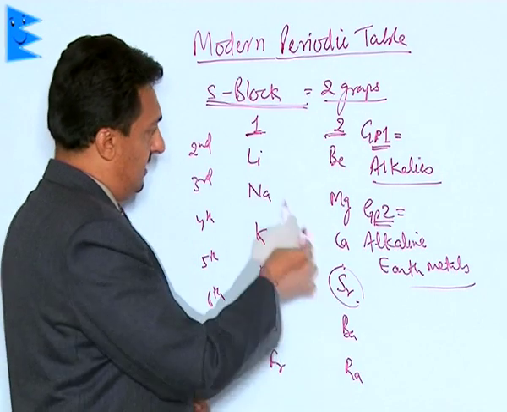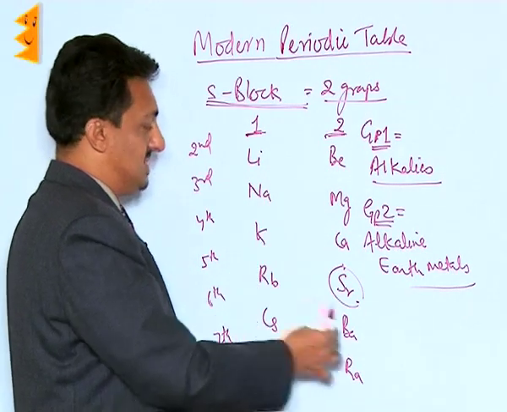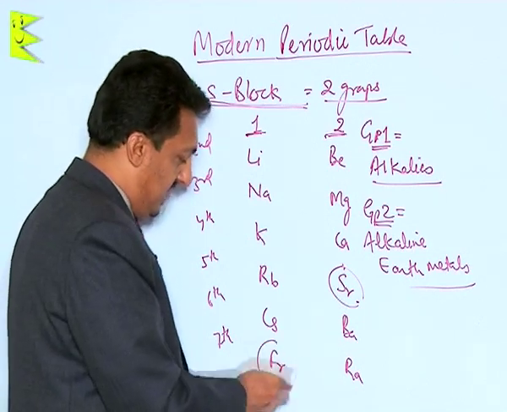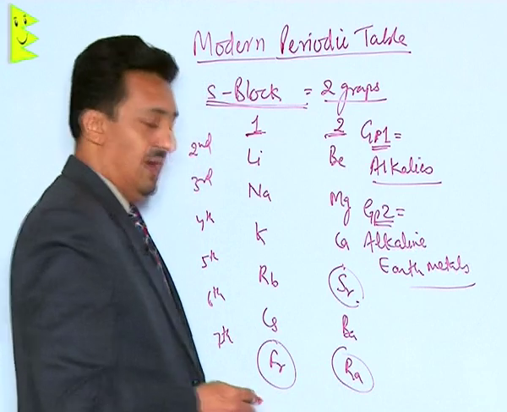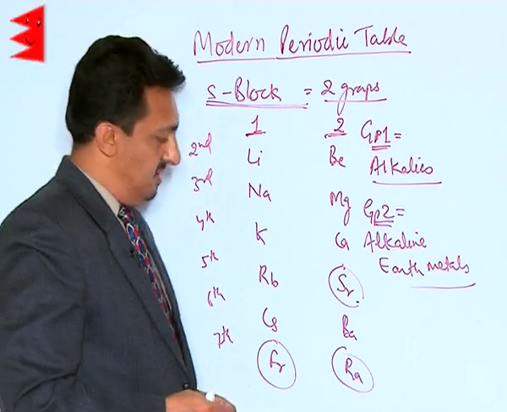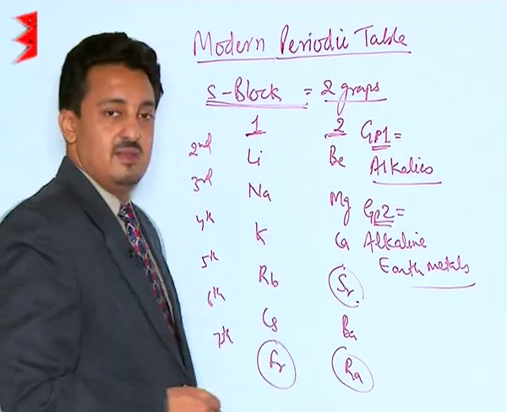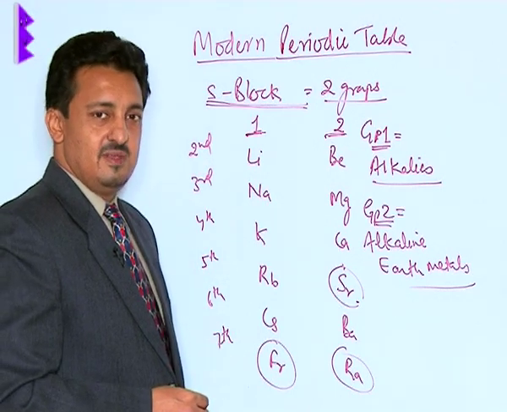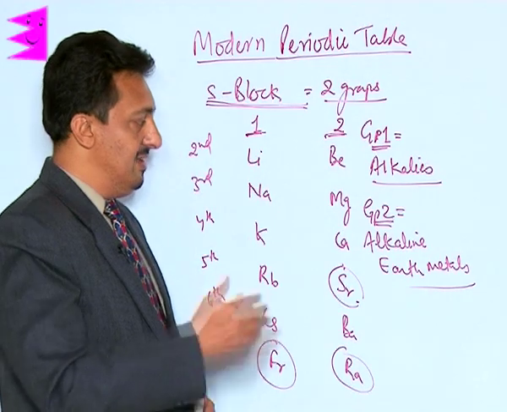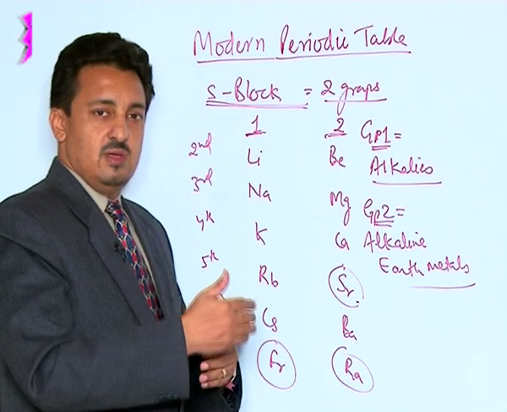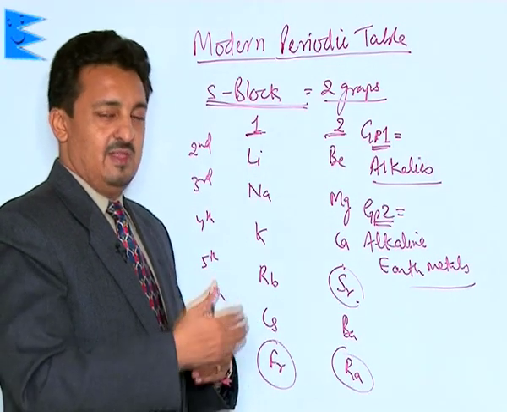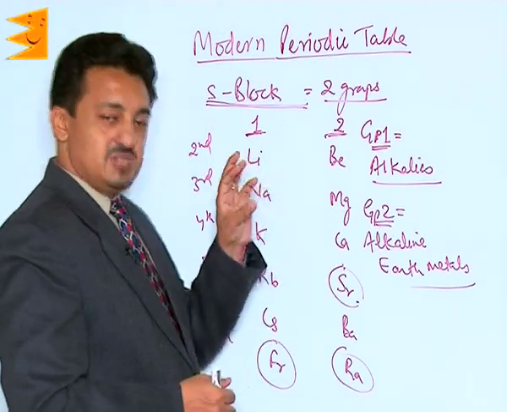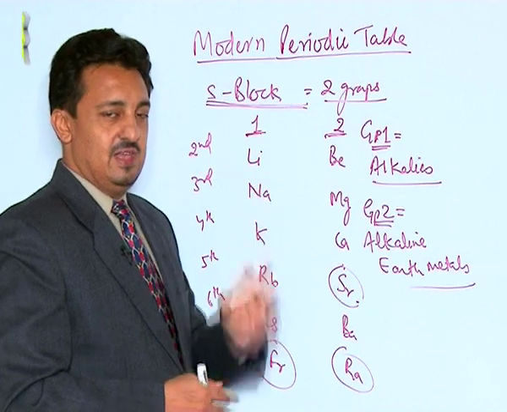In these 6 and 6, 12 elements, francium and radium are radioactive, whereas all the rest of these are very reactive metals, and we will study their more physical and general other properties later on when we especially deal with the S block chapter separately in inorganic chemistry.